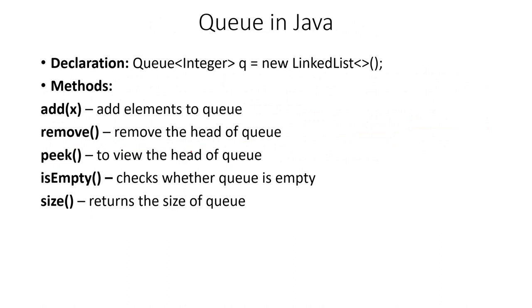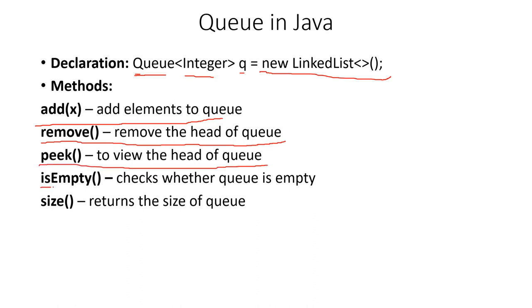And here is the queue in Java. As you can see, the queue in Java is implemented as a linked list. You first define the queue as a type of integer called queue. And here you have the methods. First one is add, you add an element to the queue, then remove, which removes the head of the queue. Peek, as I said before, you have access only to the head of the queue. isEmpty, you check whether the queue is empty or not, and size just returns the size of the queue.